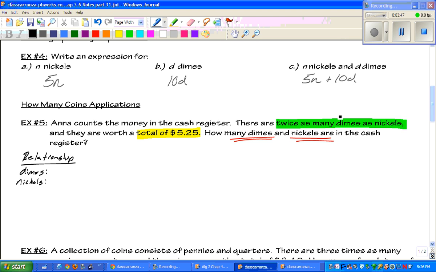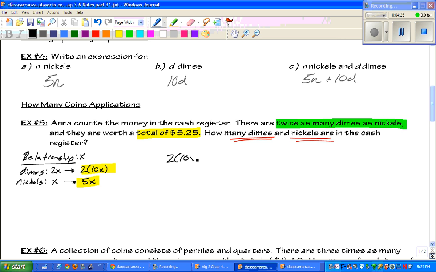Okay? Now they said there are twice as many dimes as nickels. So our variable, we're just going to use x. So nickels, they don't tell us anything, so nickels are x. The dimes are twice as many, so that means they're 2x. Okay? There's the relationship. Now we have to start putting the value. Okay? The dimes are 10. Nickels are 5. And now we're going to use these guys to solve.